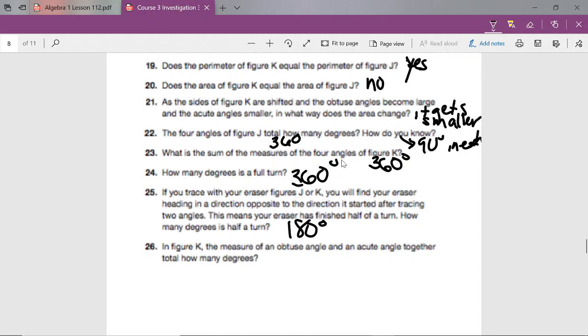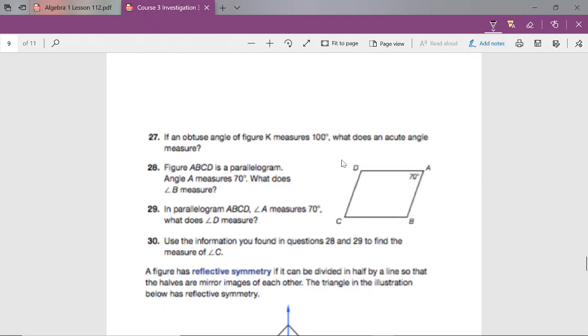Okay, so in figure K, the measure of an obtuse angle and an acute angle total how many degrees? Well, I have completely opposite directions that I'm going, which means I must have 180 degrees in that obtuse and acute angle together. All right, 27. If an obtuse angle in figure K measures 100, what does the acute angle measure? Well then, if I know that the obtuse and acute together measure 180, and one of them is 100, 180 minus 100 is 80 degrees. So I would say the acute must have been 80 degrees.